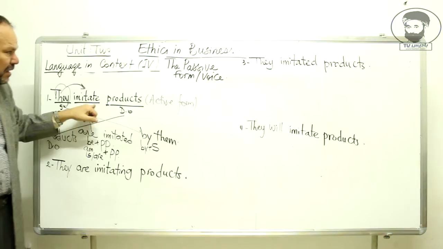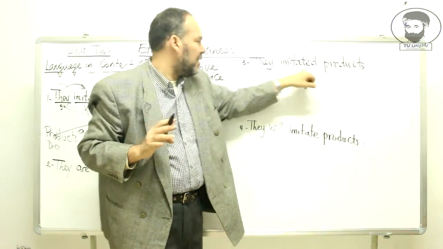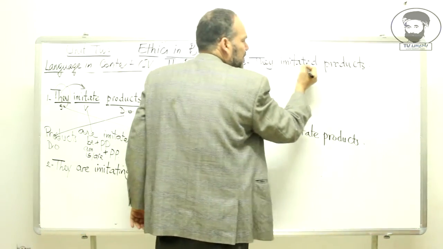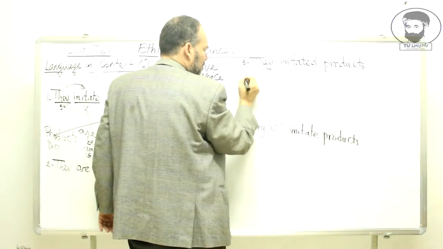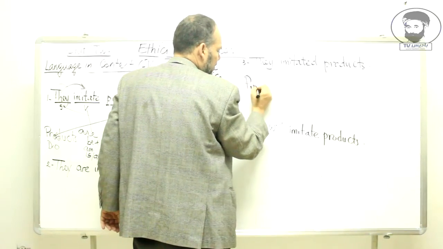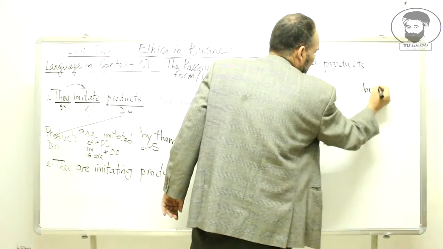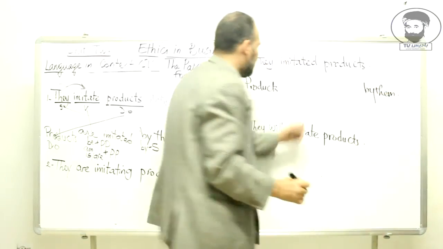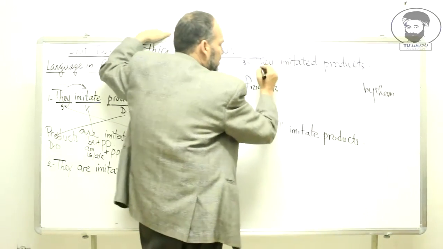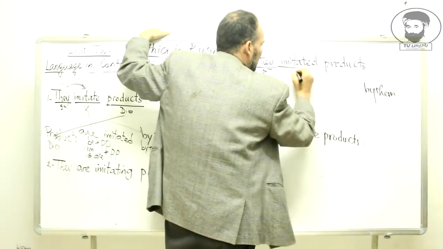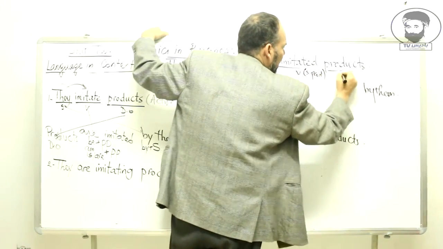Now let's see it in the past. The verb is in the past here. Look, they imitated products. So remember, we start with the direct object. So products, and we finish by them. By them, because they in the object becomes them. Now look at the verb. The verb here, so subject, verb in the simple past, and products is a direct object.